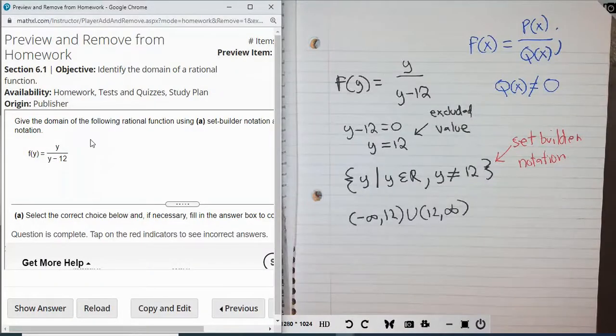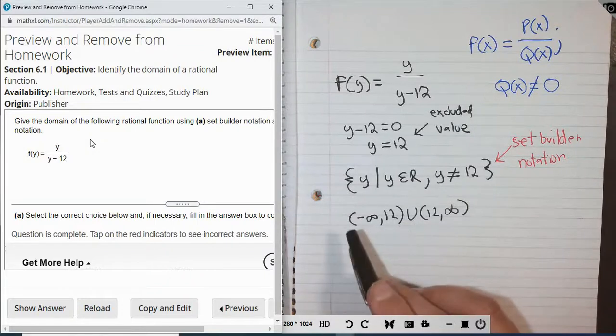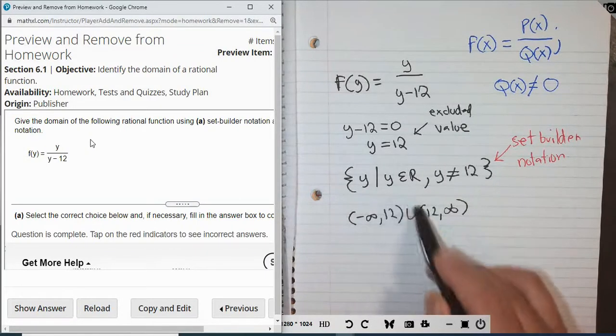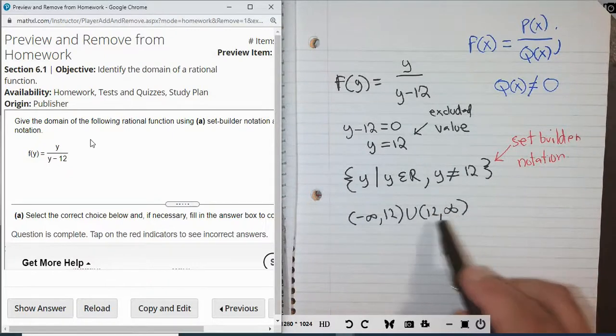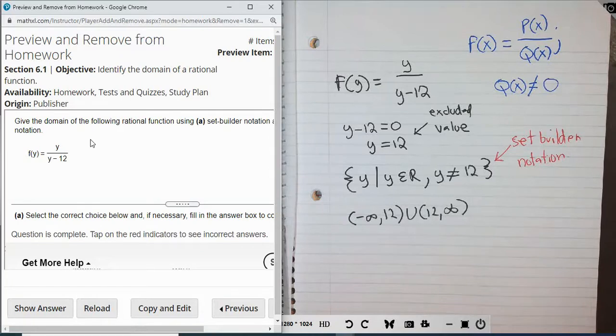So I'm using the word and here to help you go from an everyday English use of them to understand what this domain in interval notation is actually communicating to us. So left of 12, not including 12, and to the right of 12 here, not including 12. Basically, in other words, all real numbers except for 12.